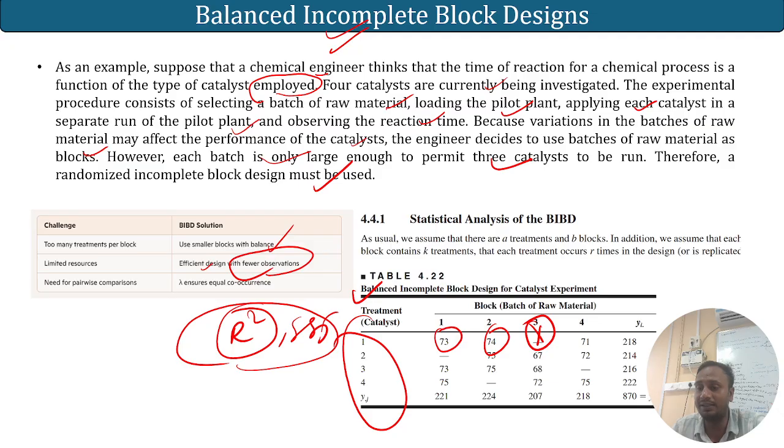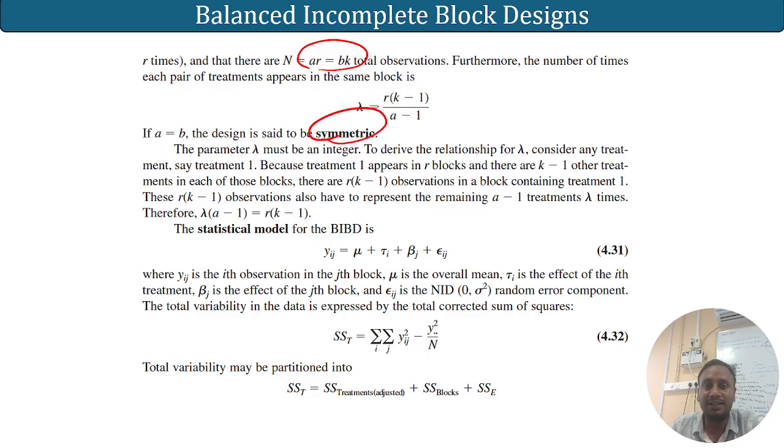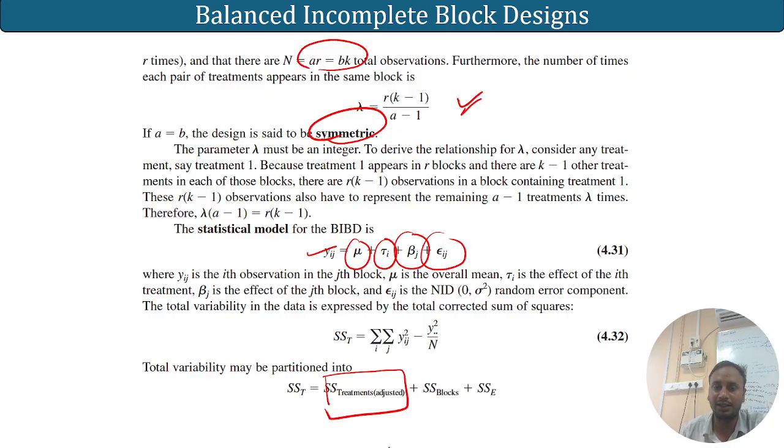Sometimes we'll have some limitations. In that case, we have to design a BIBD. For that case, it should be balanced: a r is equal to b k. R times plus b blocks. K will be the number of observations. Lambda is symmetric. So the model will be the same: mu, treatment, block, and error. The only thing that will change here is that adjusted treatment comes into the picture. That will be calculated from the lambda here. Other things are the same. Is it?